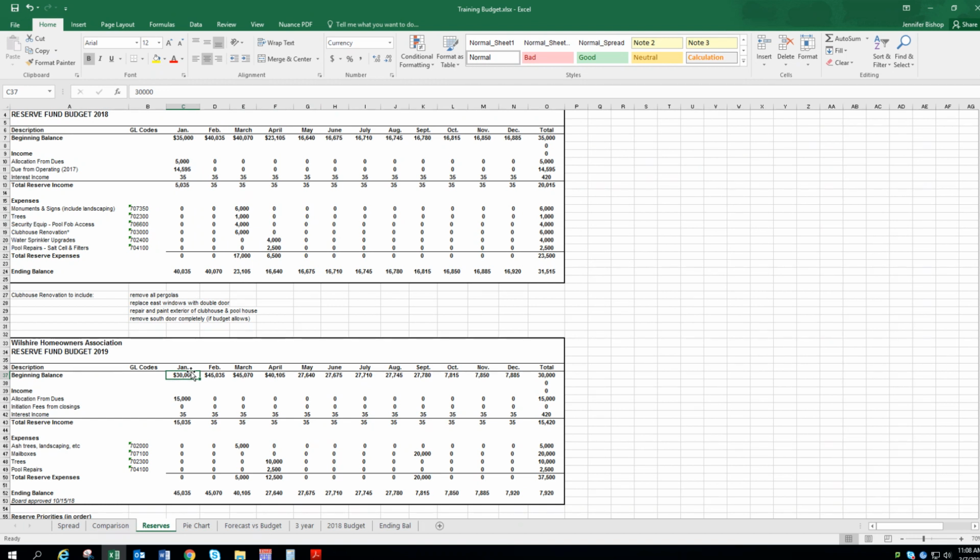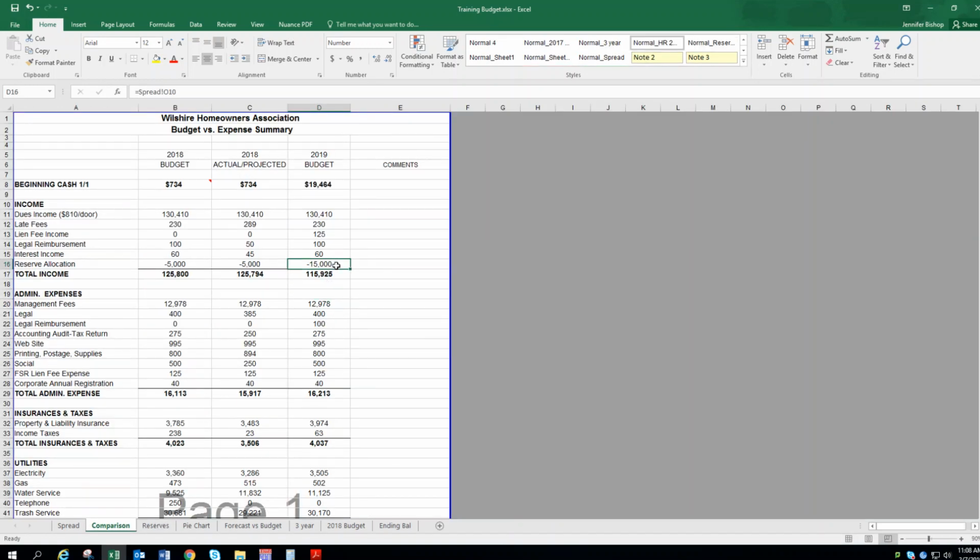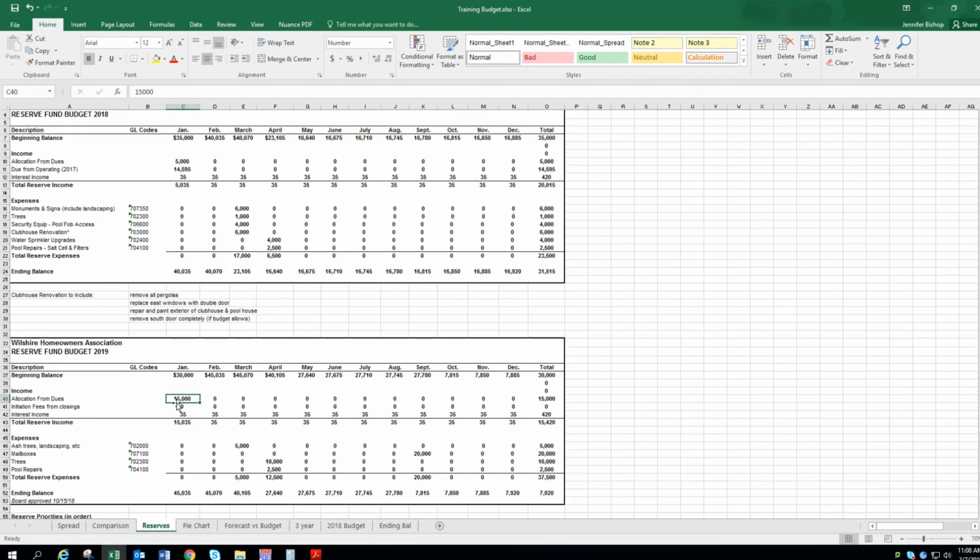Now we want to enter in the rest of the numbers. The allocation from dues, where does this come from? If you go to your comparison worksheet, for the 2019 budget, you have budgeted $15,000 to be allocated to the reserve account. So if you go back to your reserve worksheet, that's where this number comes from.